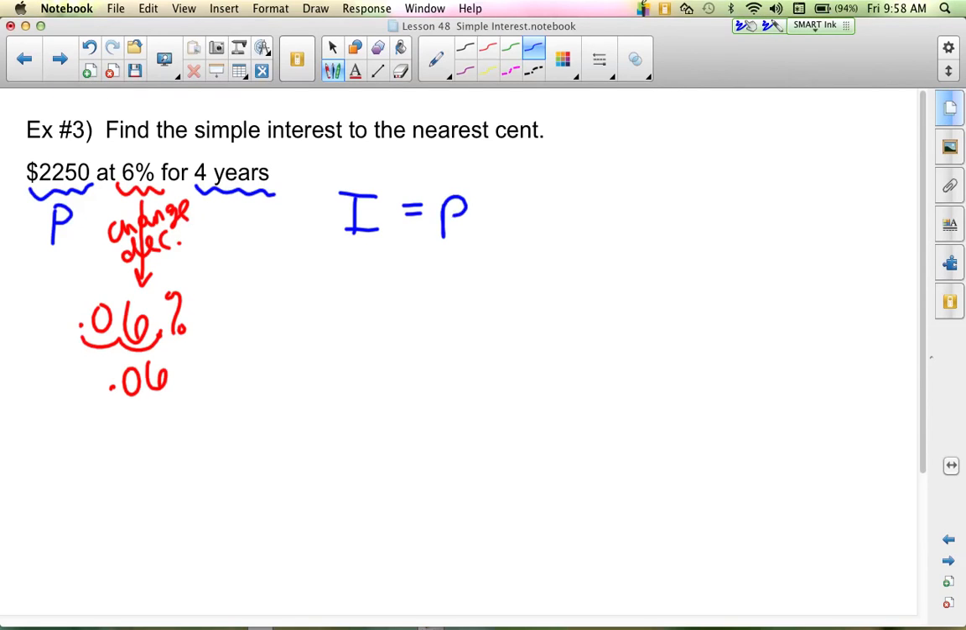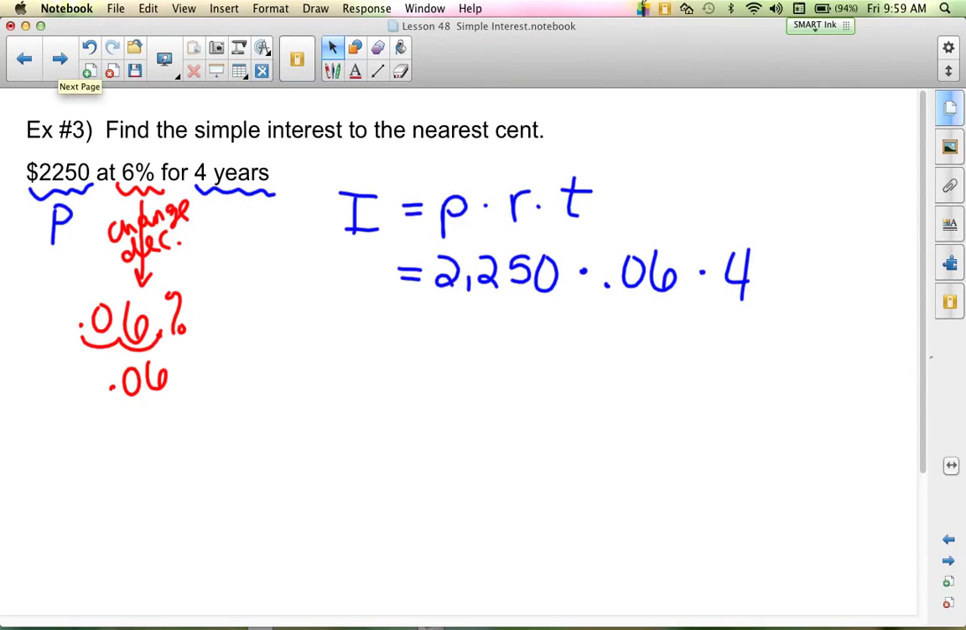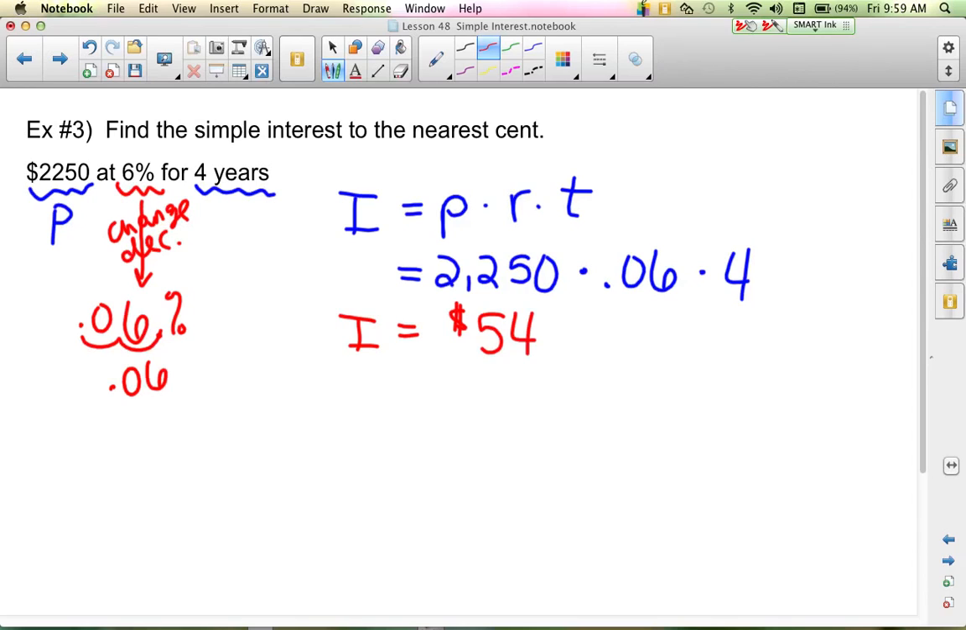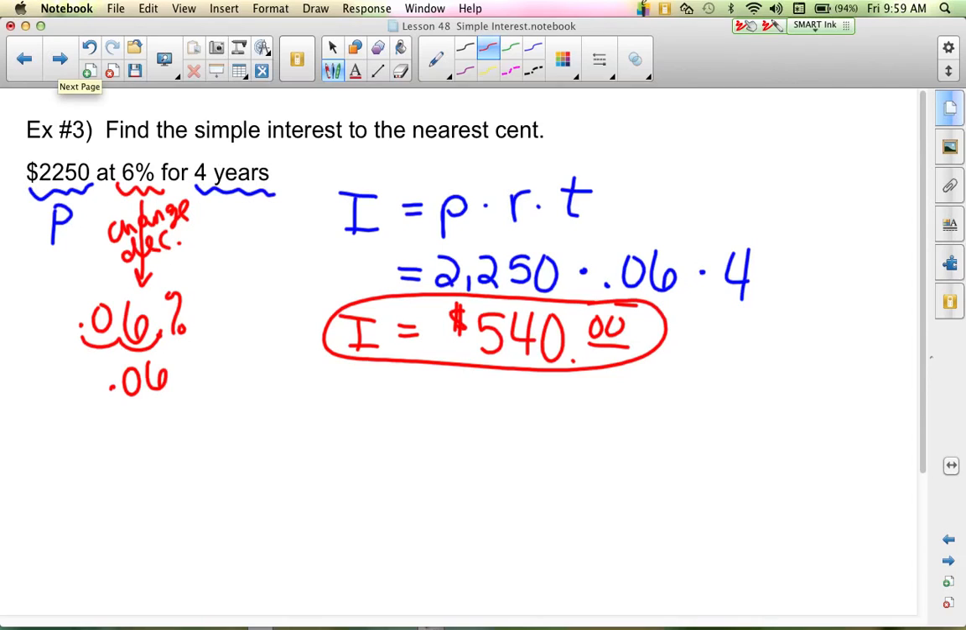So interest is equal to the principal times the rate times the time. My principal is the $2,250. We're going to multiply that by the rate, which is 0.06. And then we're going to multiply that by the time, which is 4 years. So let's put this all in the calculator. We have 2,250 times 0.06 times 4 years. And that gives me exactly $540. So that's how much interest I would get, free money, basically, for leaving that much money in the bank for that long.